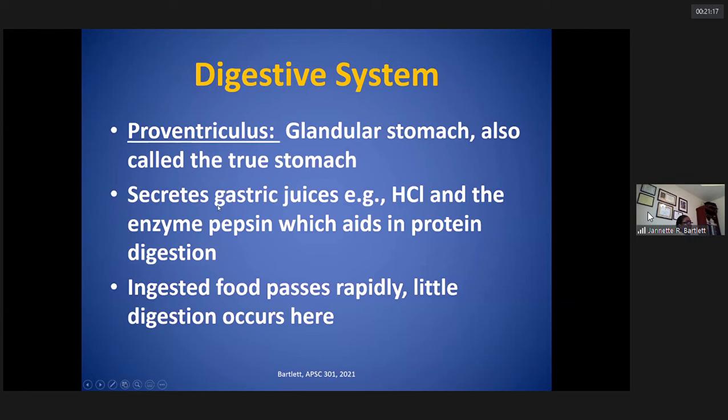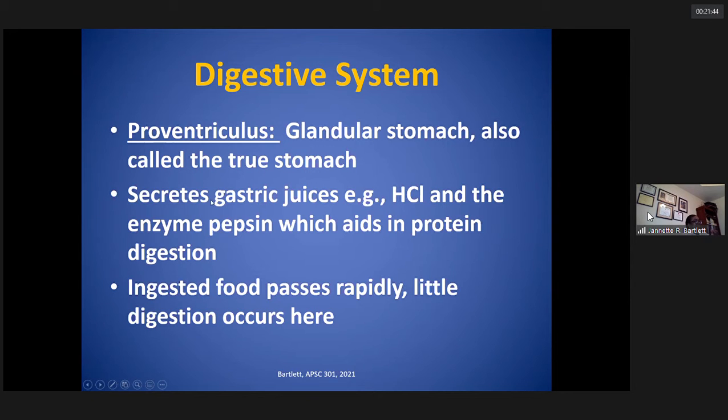Okay. So we mentioned the proventriculus. If you have your diagram, you remember where the proventriculus is. Now, this is actually the true stomach of the bird. It's also referred to as the glandular stomach. You can also call it the true stomach, but the scientific proper name is proventriculus. So this is the true stomach of the bird.